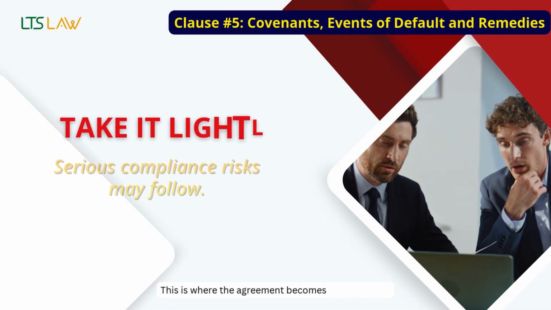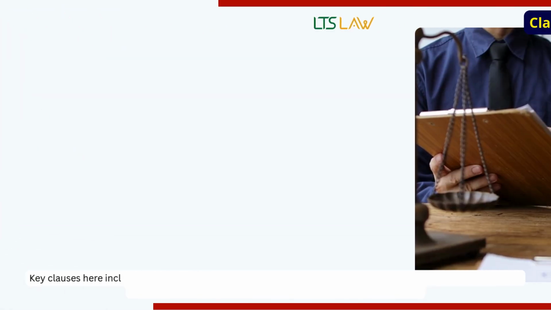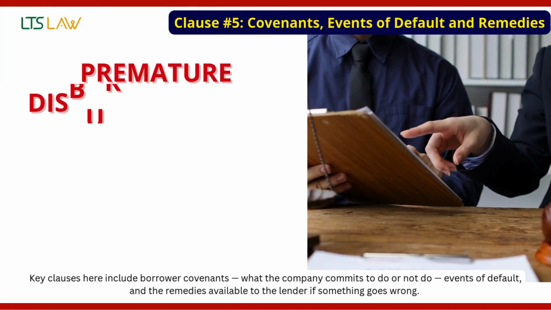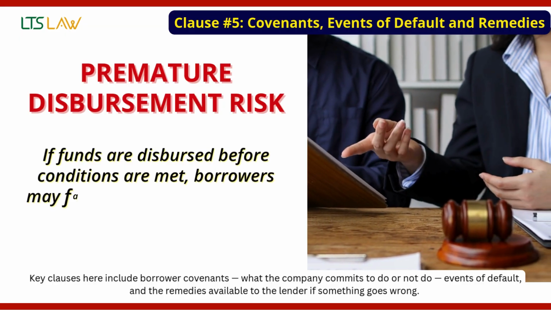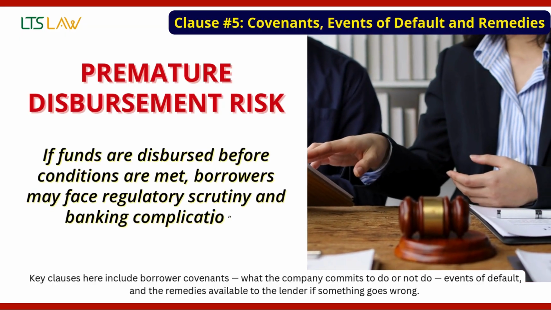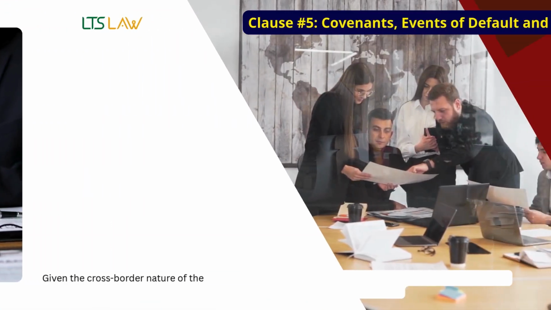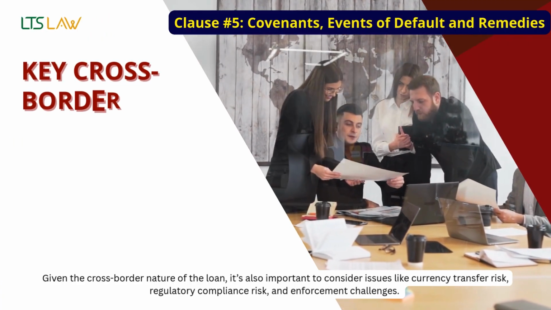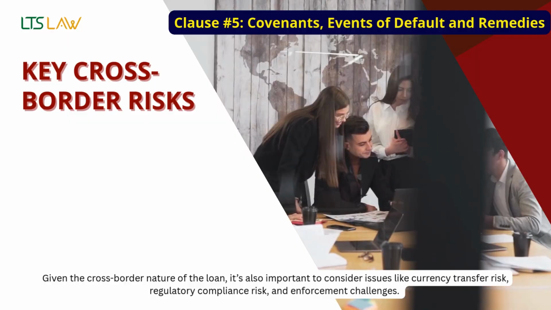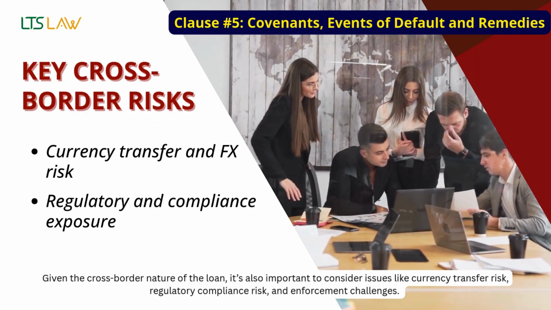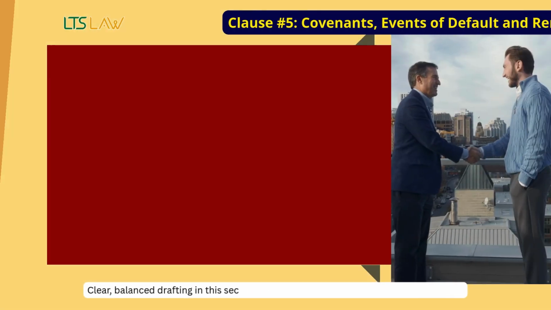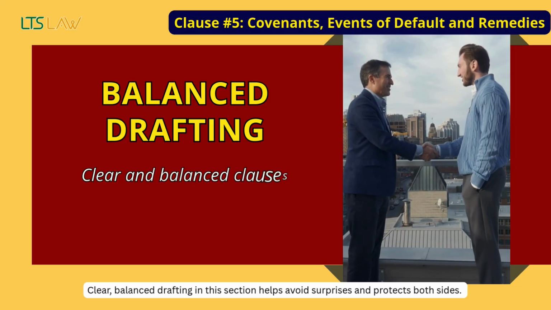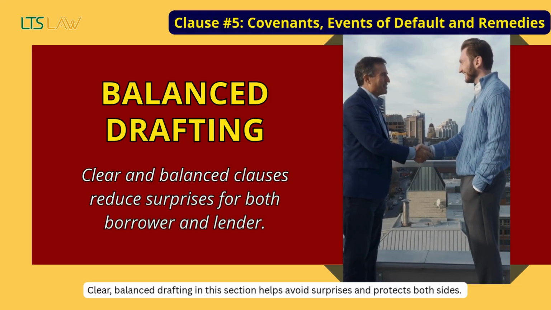This is where the agreement becomes more serious. Key clauses here include borrower covenants, what the company commits to do or not do, events of default, and the remedies available to the lender if something goes wrong. Given the cross-border nature of the loan, it's also important to consider issues like currency transfer risk, regulatory compliance risk, and enforcement challenges. Clear, balanced drafting in this section helps avoid surprises and protects both sides.